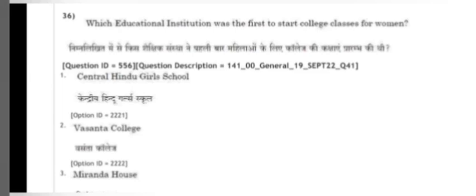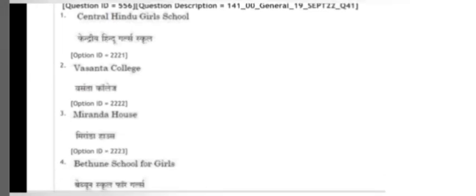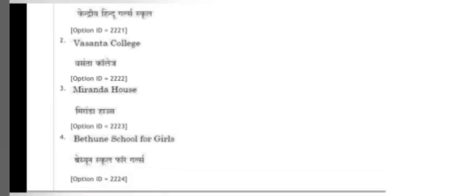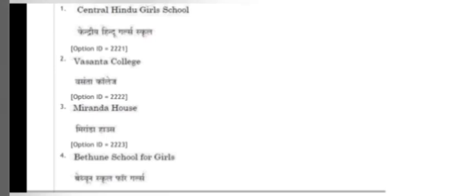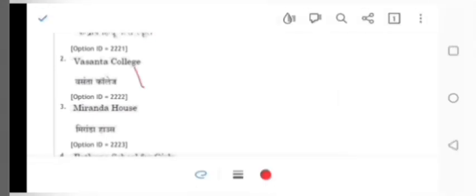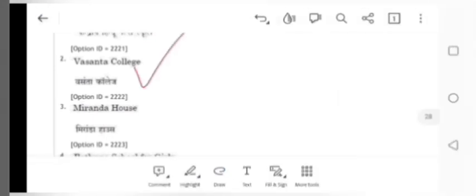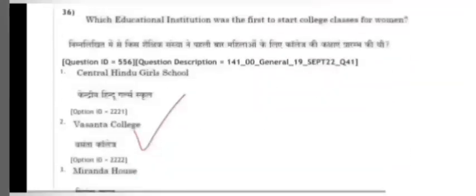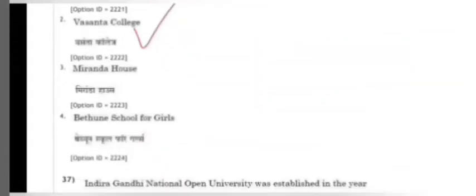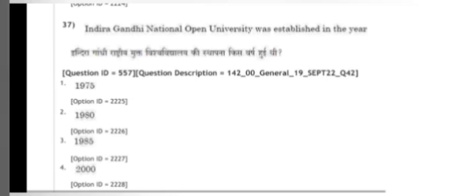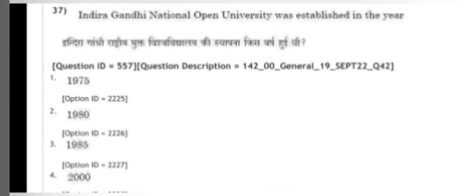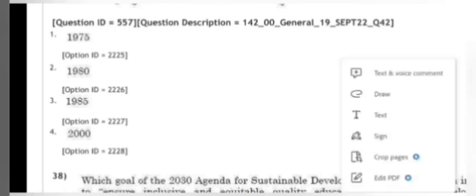42 says which educational institution was the first to start college classes for women? Central Hindu Girls College, Basanta College, Miranda House, Bethune School for Girls. It will be Basanta College. Basanta College will be correct. Indira Gandhi National Open University was established in the year what? 1975, 1980, 1985, 2000. It will be 1985.